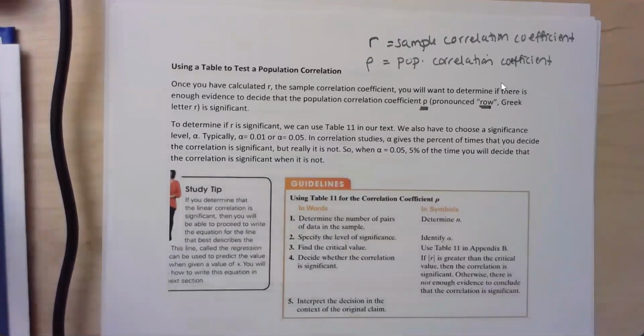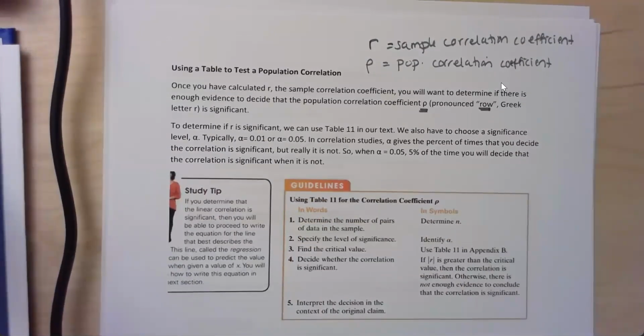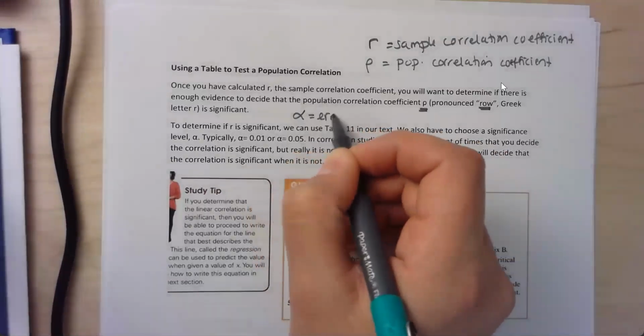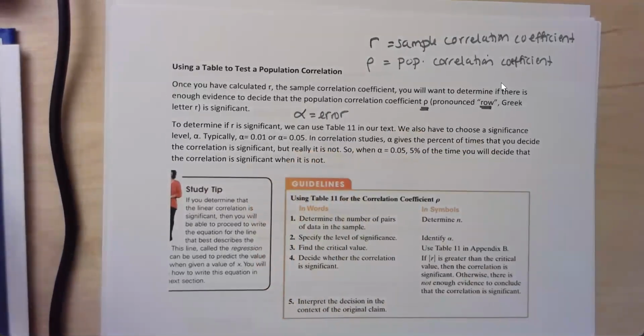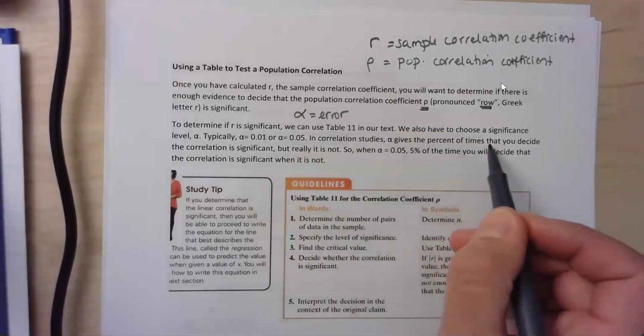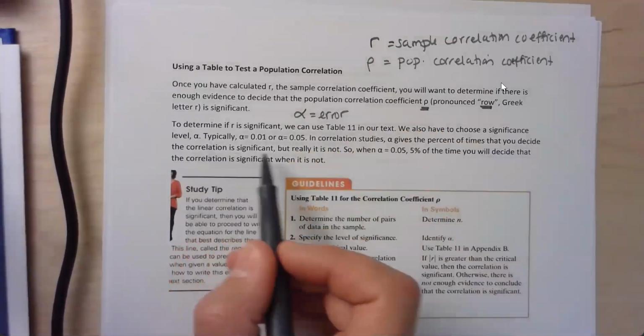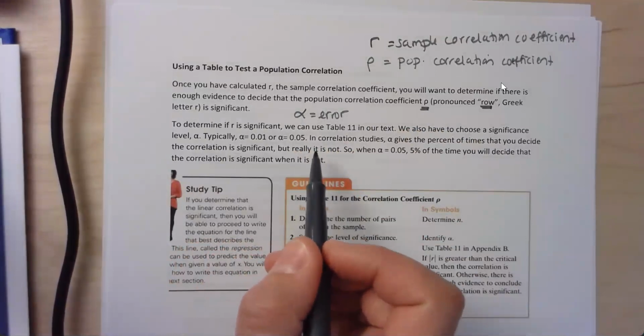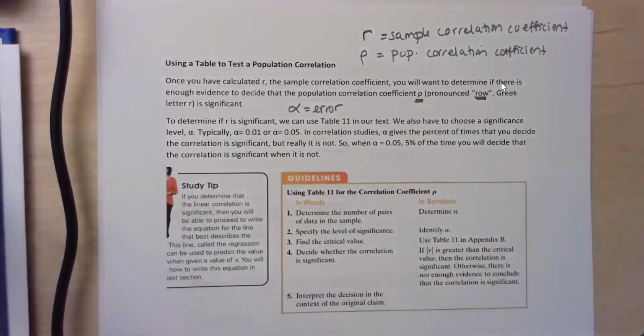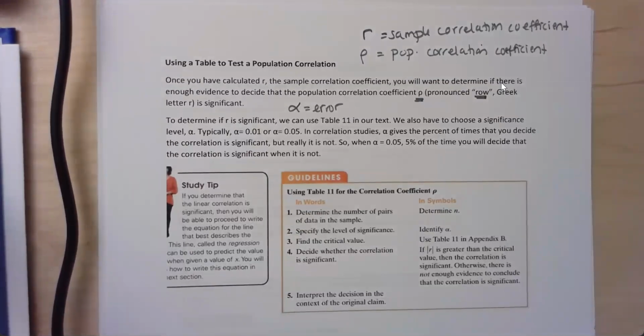Now, to determine if R is significant, we use table 11 in our text in Appendix B. You also have to choose a significance level alpha, similar to how we've done it before with hypothesis testing. Now, your alpha represents your error. So in correlation studies, the alpha gives a percent of times that you decide a correlation is significant, but really it is not. So for instance, if alpha is 0.05, then 5% of the time that you decide that the correlation is significant, it's actually wrong and it's not. So that gives you a chance of error when making your conclusion.